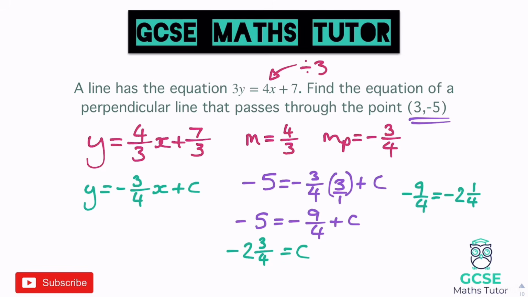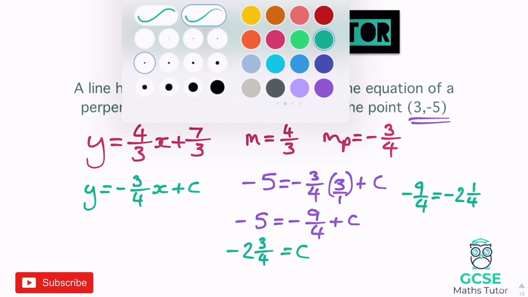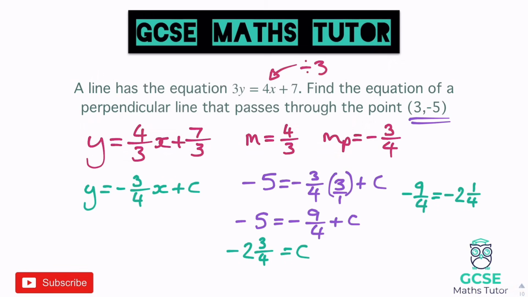And now we can plug that into our line equation. So piecing this all together, let's have a look. We've got our value of C there, we've got our equation here, and we just need to piece that all together. So y equals negative 3/4 x minus this 2 3/4. There we go. And there's the equation of the line.